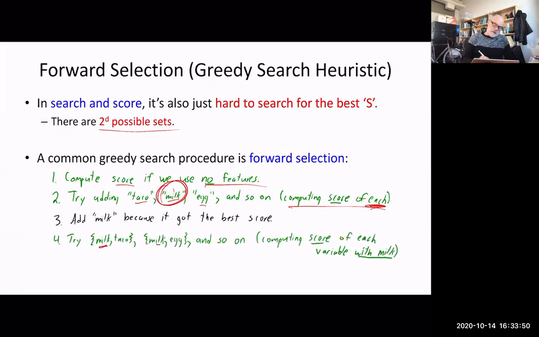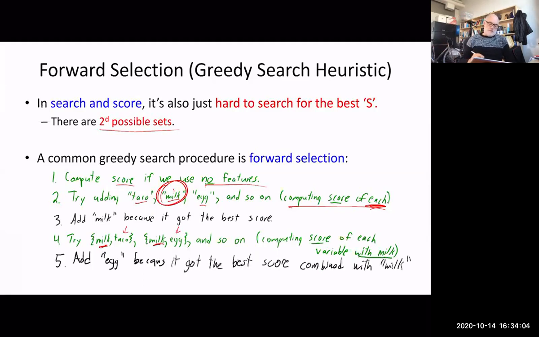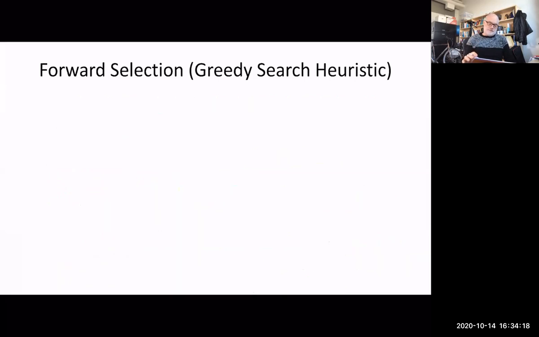So you fix milk in your feature set, and then you start adding other features, bread, egg, so on and so forth. And you compute the score of each variable in combination with milk, and you keep the best one. So let's say that egg happened to be the winner. We add egg, we got the best score. So then you fix milk and egg and you start adding another feature, and so on and so forth until some stopping criteria is hit.